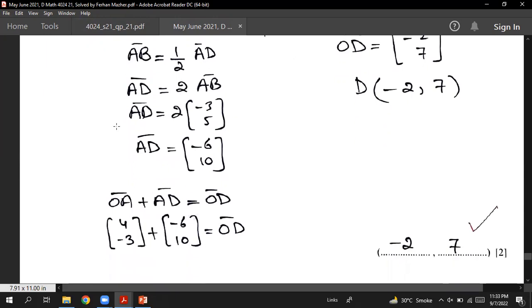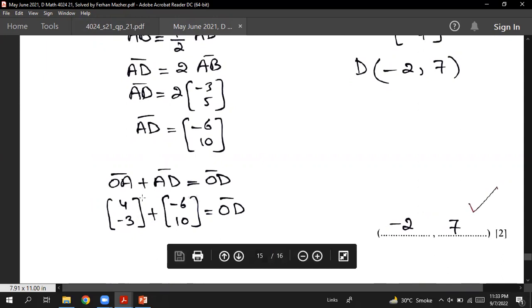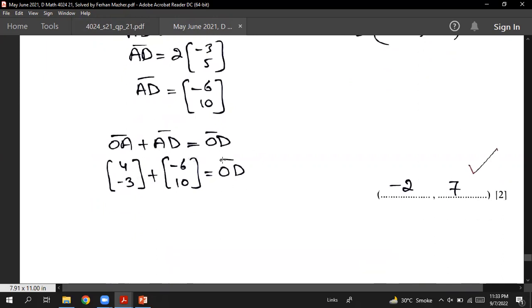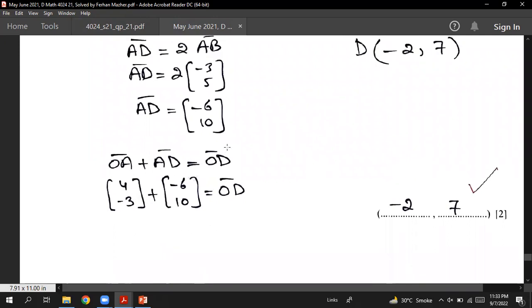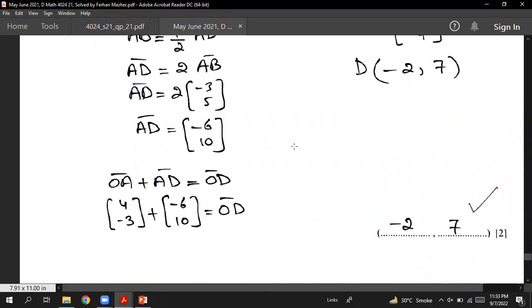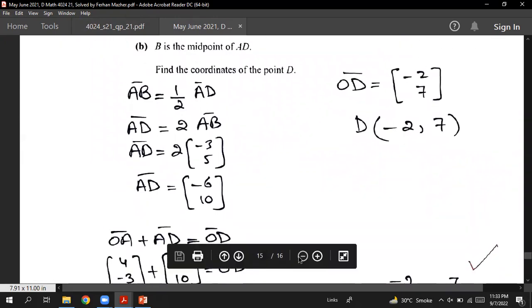And I will apply the position vector formula: OA plus AD is equal to OD. So OA is 4, minus 3 and AD is minus 6, 10, and OD I want to find out. So it will be minus 2 and 7. So the coordinates of D will be minus 2, comma 7. So that is the answer. This is how you will do that part, and I can show you this.